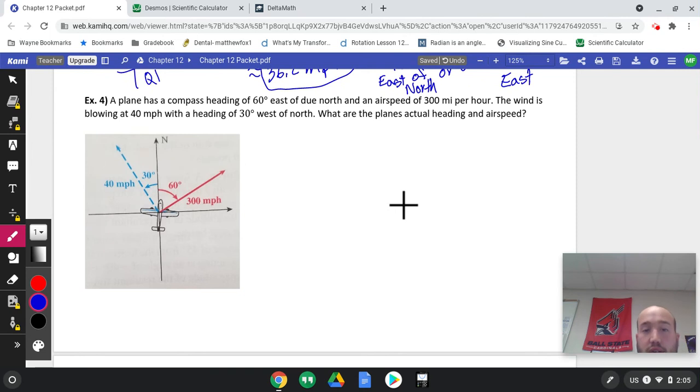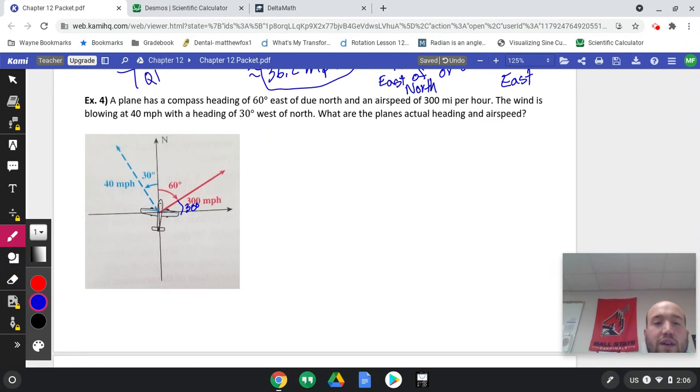So our plane is heading 60 degrees east of due north. It's going 300 miles per hour. The wind is blowing 40 miles an hour with a heading of 30 degrees west of north. Okay, so if we think about this one, we have our line, and it goes up to the right. So that's 60 degrees east of north. So right here, we're actually going to need a 30 degrees. So 90 minus the 60 left us with 30.